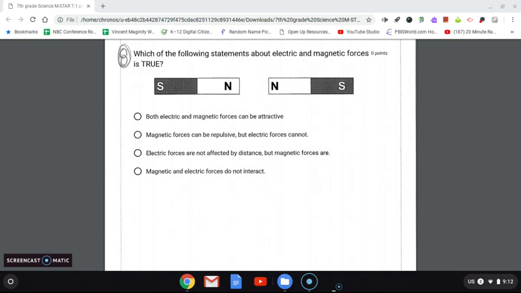Number 8. Which of the following statements about electric and magnetic forces is true? Both electric and magnetic forces can be attractive. Magnetic forces can be repulsive, but electric forces cannot. Electric forces are not affected by distance, but magnetic forces are. Or magnetic and electric forces do not interact.